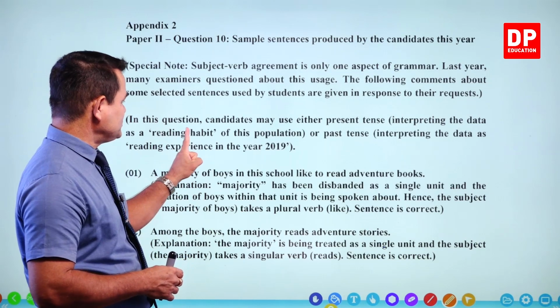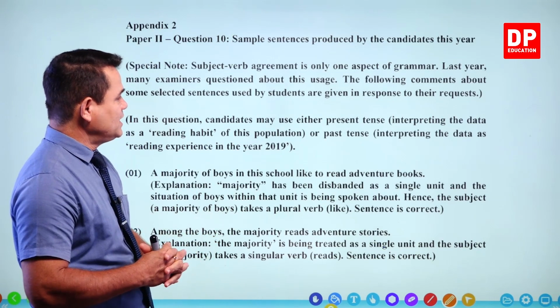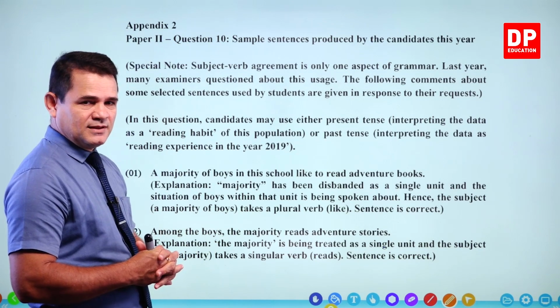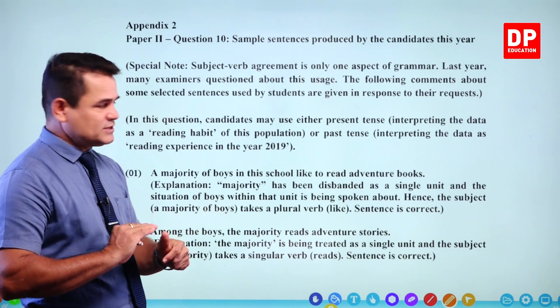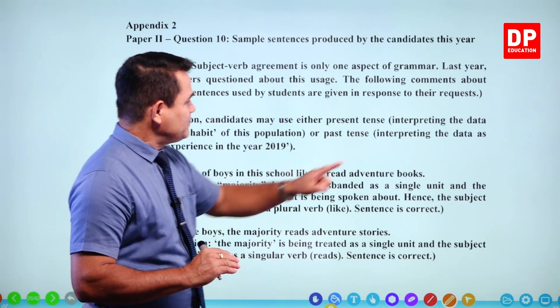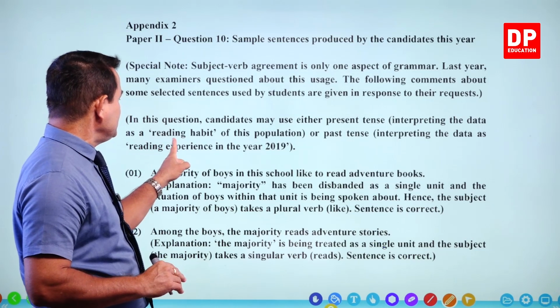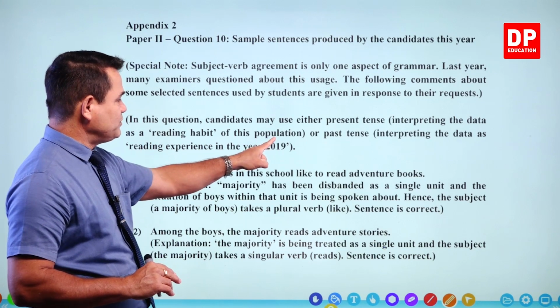In this question candidates may use either present tense, interpreting the data as a reading habit of this population.